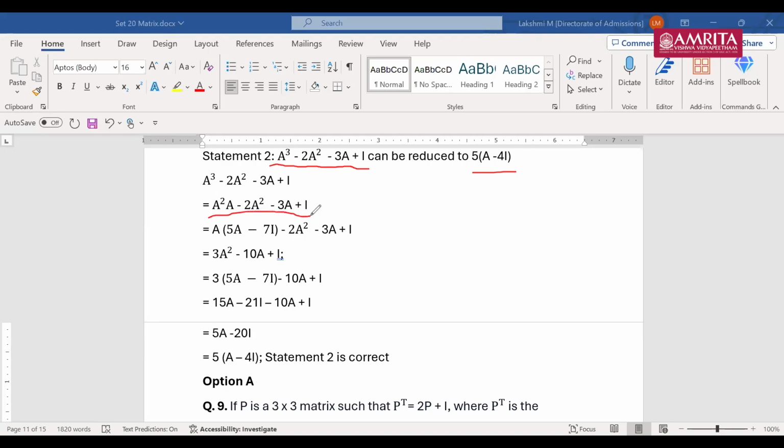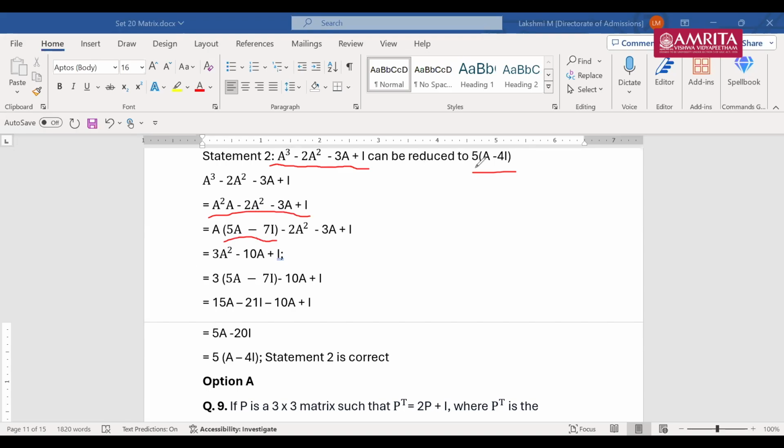I have just split it. What is A square according to the question? It's 5A minus 7I. I have substituted it. Minus 2A square is here, minus 3A is here, identity matrix is here. So 5A square minus 2A square is 3A square, 7AI is minus 7A, minus 3A is minus 10A plus I.